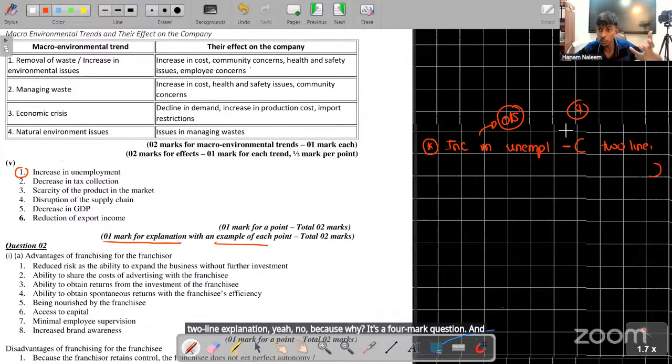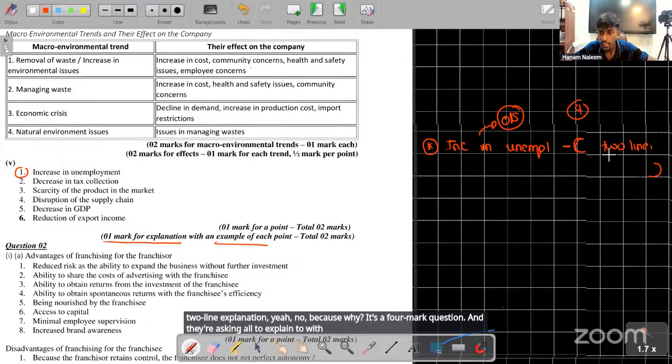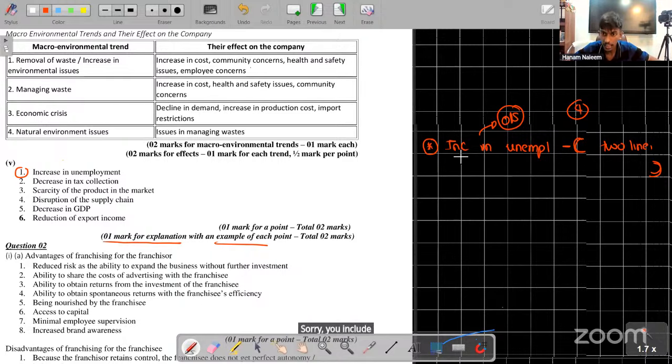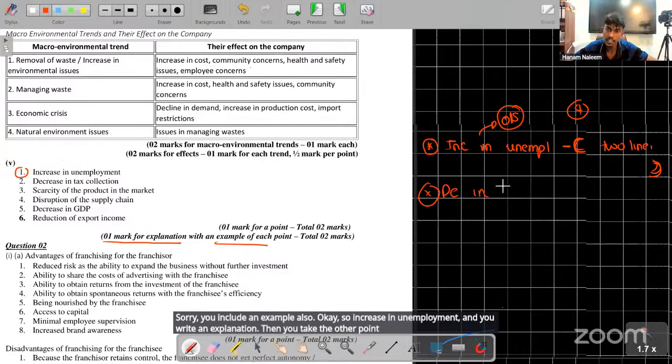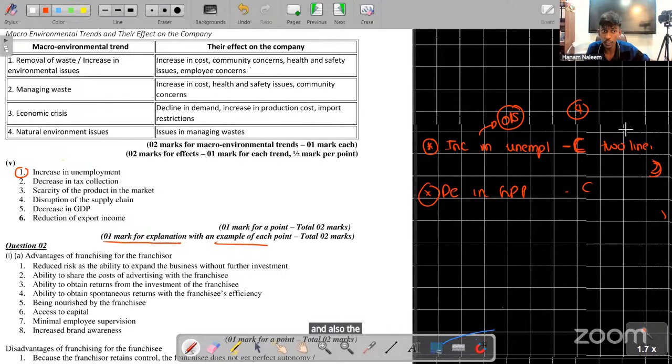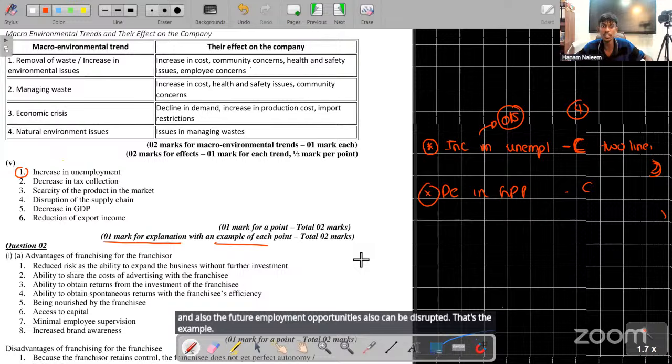And they're asking to explain too with examples also. So make sure when you are writing this explanation, you include an example also. Okay, so increase in unemployment and you write an explanation. Then you take the other point, decrease in GDP, again an explanation. You can ask a question, sir, how to write the explanation? Simple. You can write when they close the business, the current employee force may lose the job. And also the future employment opportunities also can be disrupted. That's the example. The explanation which you are giving includes the example.